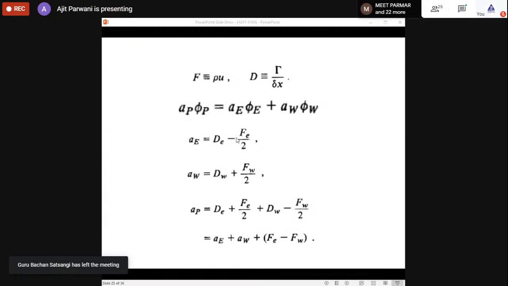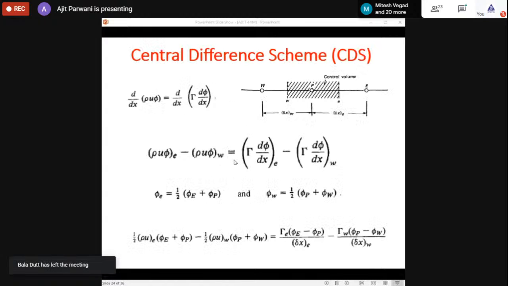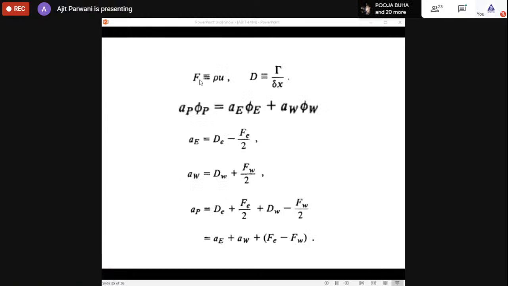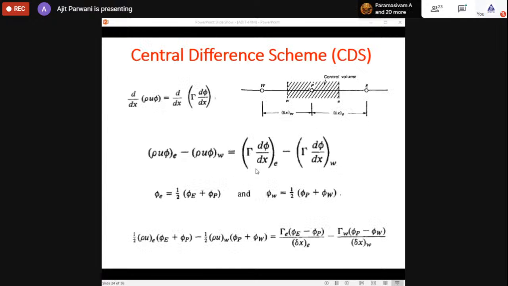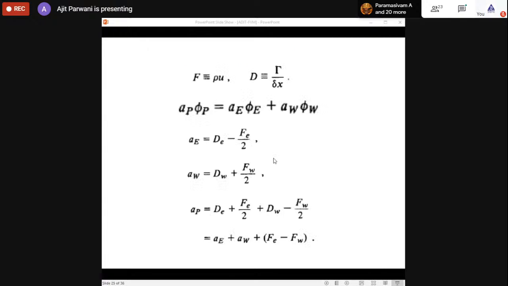So what will you get? You will get the AE value is equal to this, the AW value is equal to this, the AP value is equal to this, AE plus AW. Now what is F? Suppose rho u, because it is known to me, I assume rho u is equal to F, and gamma by delta x, or k by delta x, I write as D. So F and D, therefore AE, AP, AW are all given in terms of F and D terms.